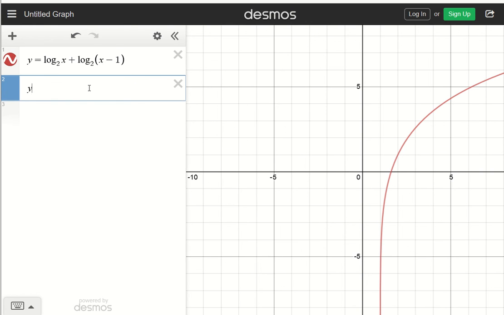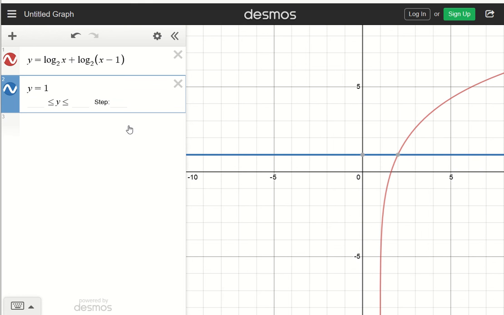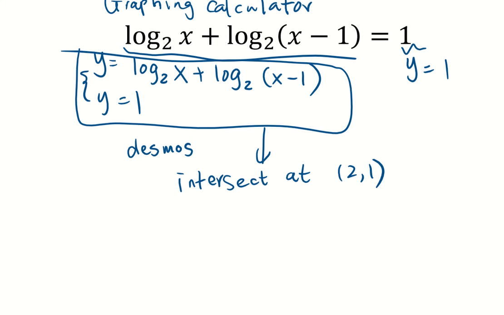The second equation is y equals 1, and I want to see where these two equations intersect. You can tell they only intersect at one point, which is (2, 1). Notice that the 2 is the x value and 1 is the y value. Since we're solving for x, this 2 will be the solution. So the solution is x equals 2, or you can say the solution set is {2}.